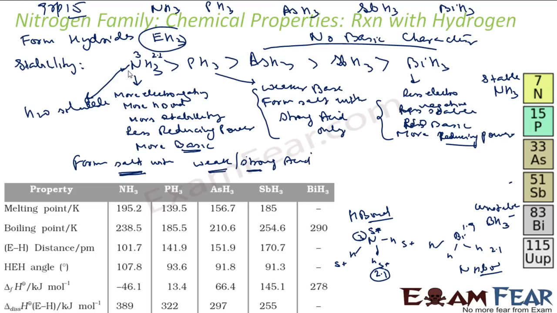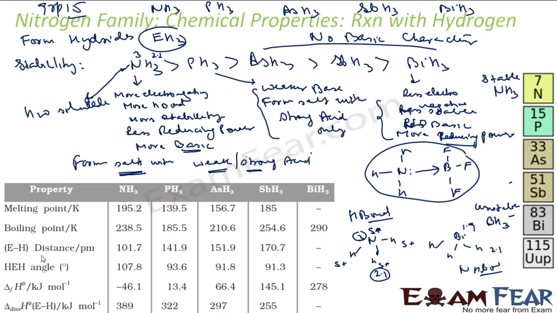Ammonia also acts as a Lewis base. I told you they are more basic. Why? See, ammonia has a lone pair of electrons. Let's suppose ammonia reacts with BF3. It can give these electrons to boron and form a bond. Since it is giving electrons to boron, it acts as a Lewis base.